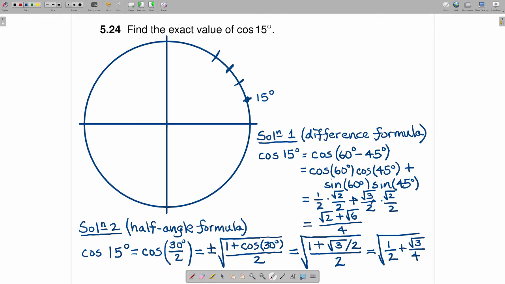Now it looks, at least on the surface, that our two answers, namely this one right here, which was done with the difference formula, and this one right here, which was done by the half-angle formula, are different. But if you plug them into a calculator, you'll see that they're not. They are the same number. If you wanted to do that without a calculator, you could square both of these two quantities, and you would see that they are equal. So there is the answer to the cosine of 15 degrees by two different solution methods.